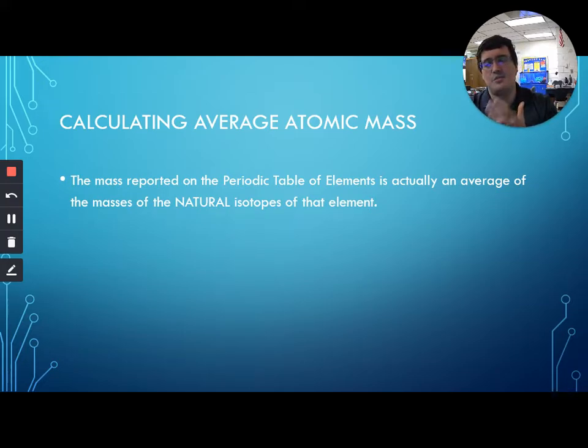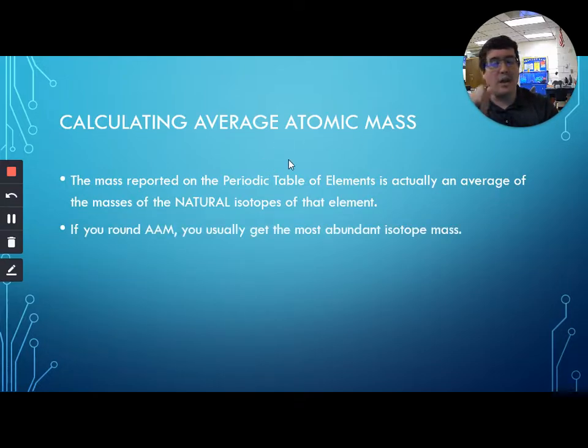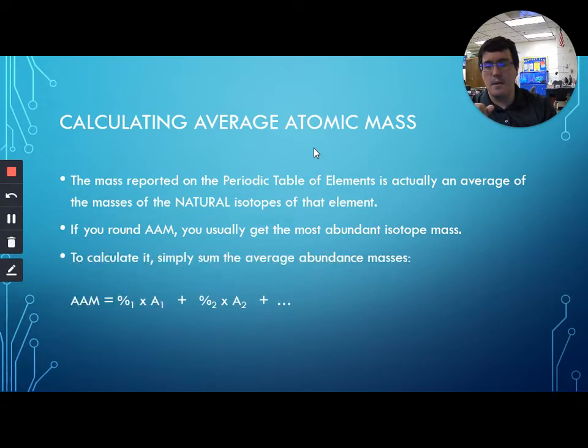So the mass that you see there is actually an average of all the atoms in a sample of that element. And if you round that number to the closest whole number, usually, not every time, but usually, you get the mass of the most abundant isotope. It's not always the case. It is the case in uranium.